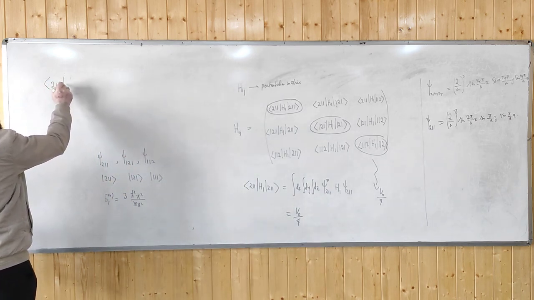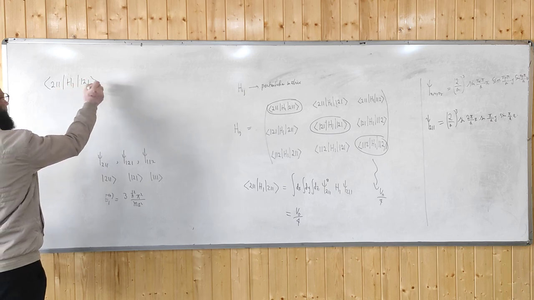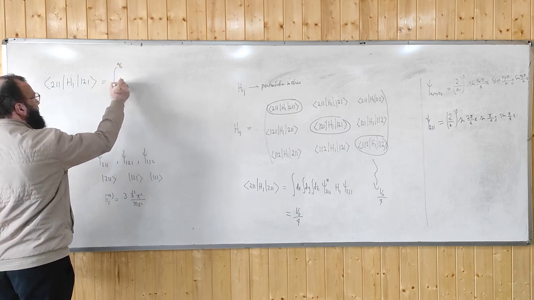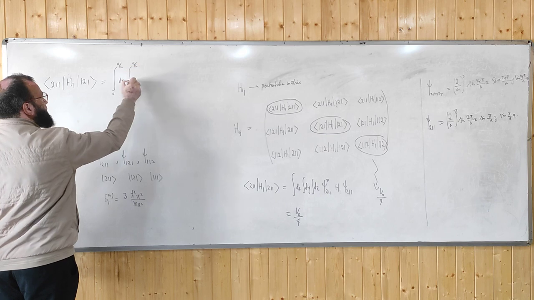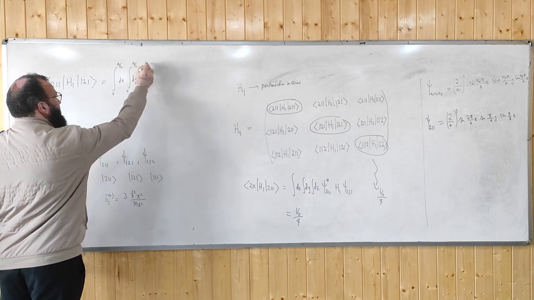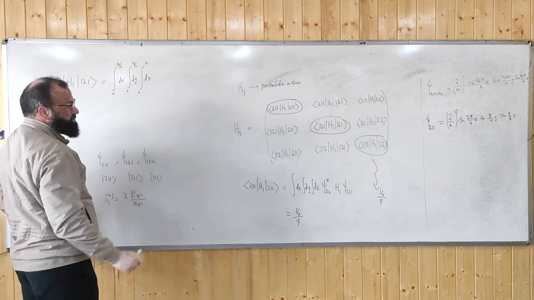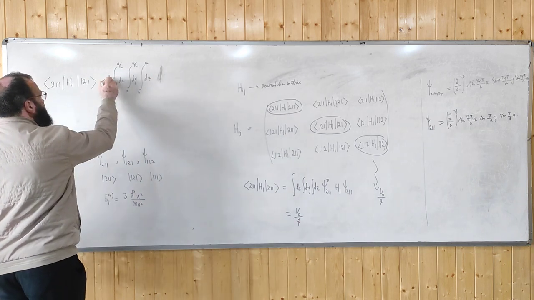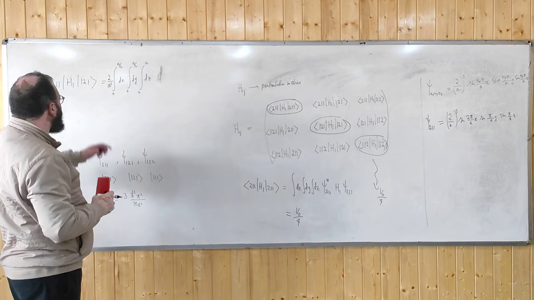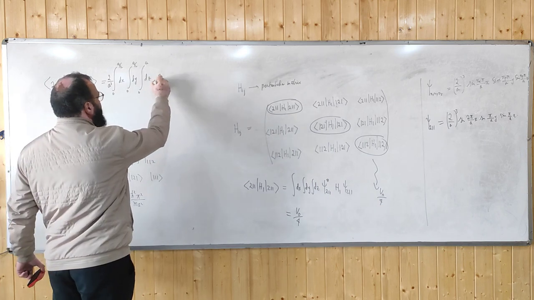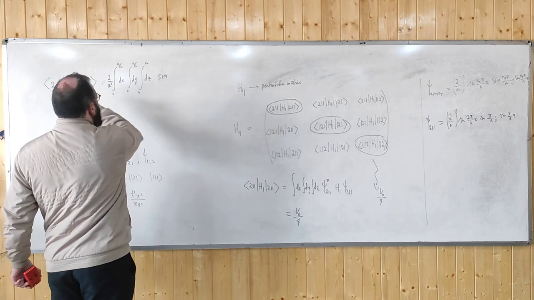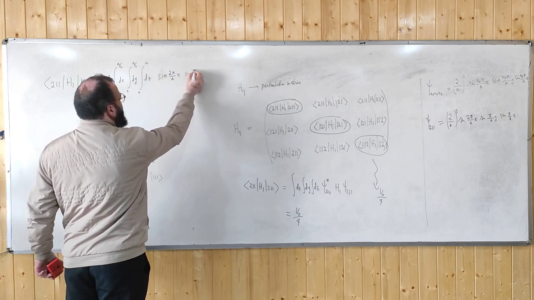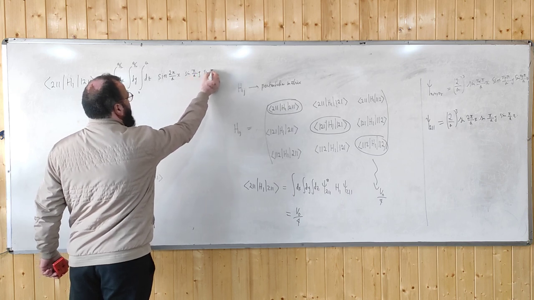2, 1, 1. Okay. H1, 1, 2, 1. So what will that be? Now tell me. It is 0 to a by 2 dx, 0 to a by 2 dy, then 0 to a dz. What is psi 2, 1? It is 2 by a. So this will come out 2 by a cube because it will come from both the factors. Here nx is 2, so it is sine of 2 pi by a x, then sine of pi by a y, sine of pi by a z.